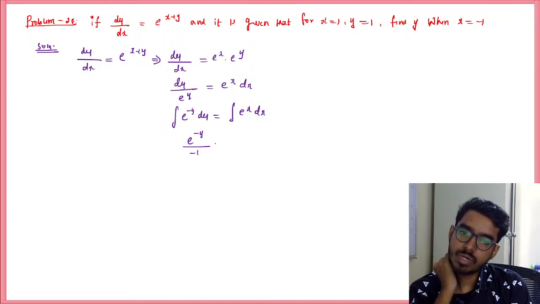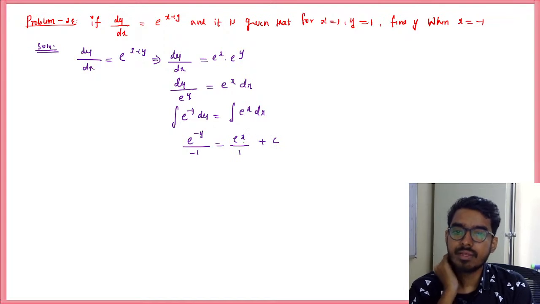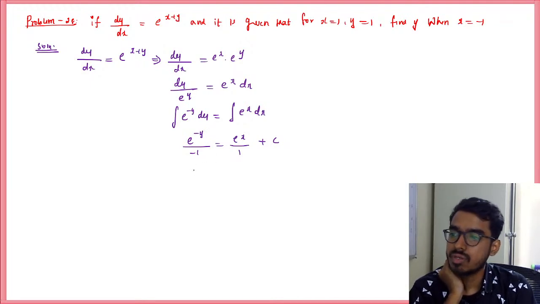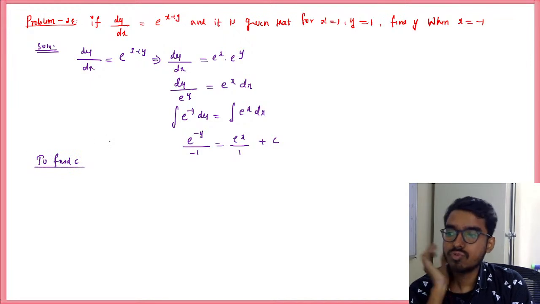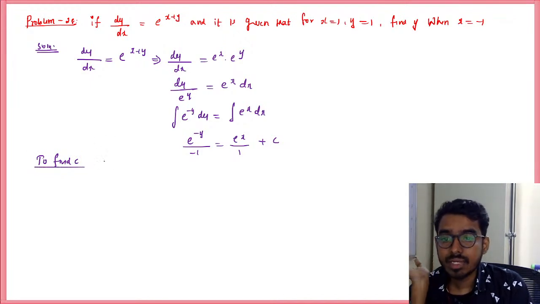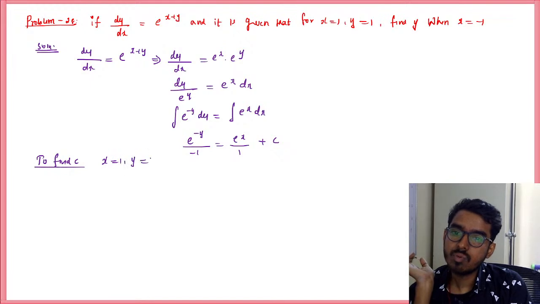This is e power minus y by minus 1 is equal to e power x by 1 plus constant c, right? Now we need to find the value of c. Actually, this is a solution. Okay. Now to find c, they have given that x is equal to 1, y is 1. Substitute this value here. So e power minus 1 by minus 1 is equal to e power 1 plus c.